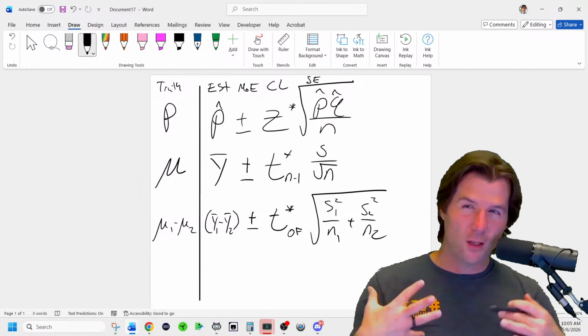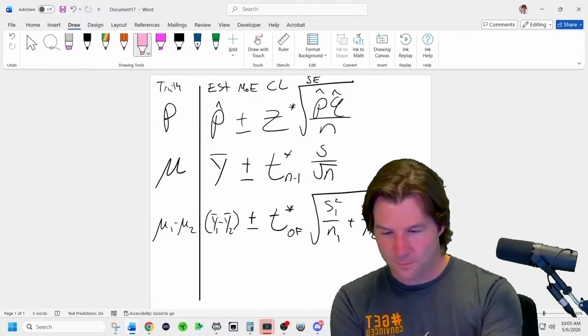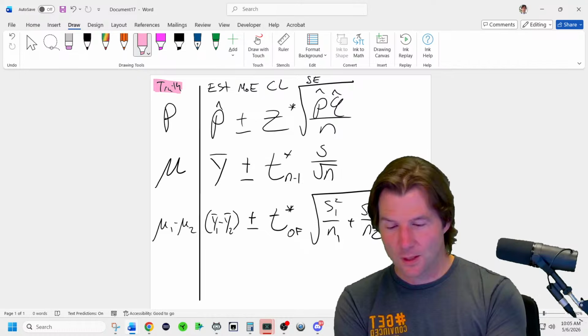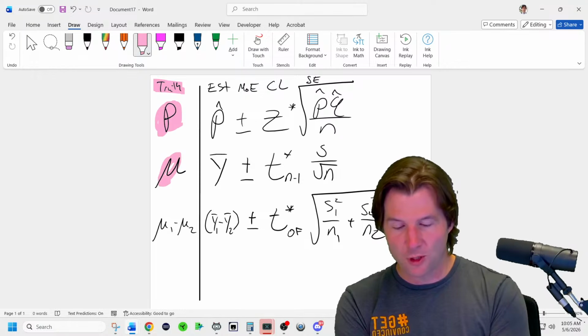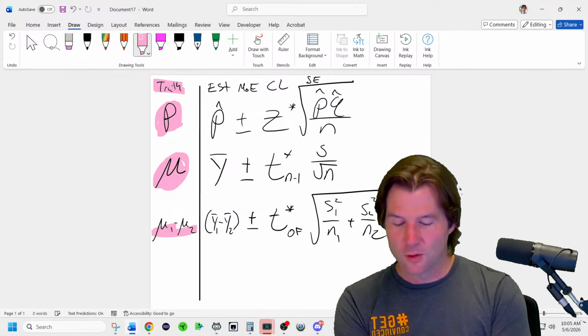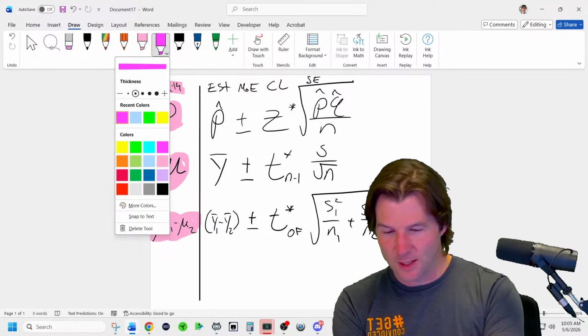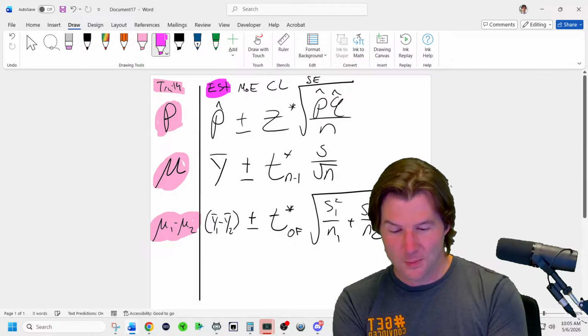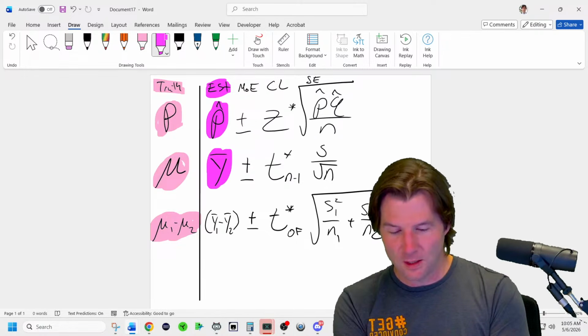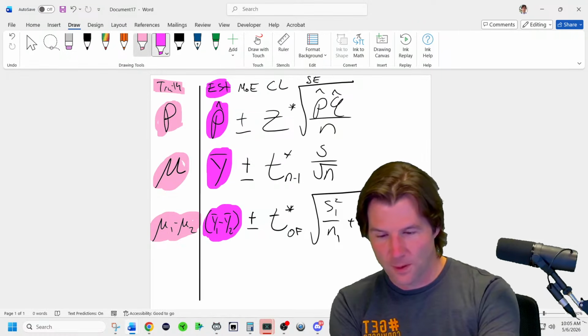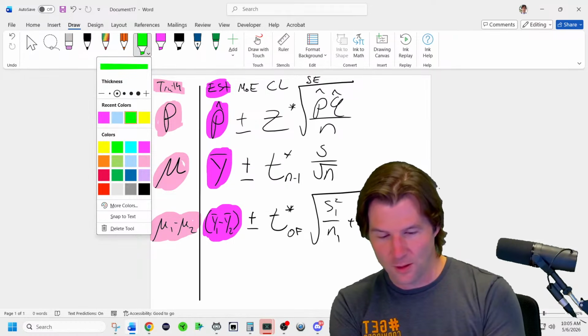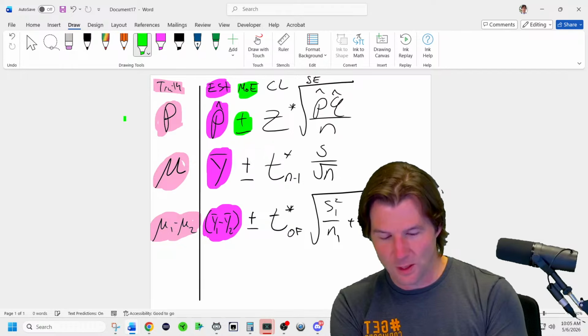And just try to look at the formulas. The truth is always some population parameter: the true proportion, the true mean, the true difference in the means. What we estimate the truth to be is based on the sample proportion, the sample mean, the sample difference between the two means. Next, the margin of error is always the plus or minus beginning it.